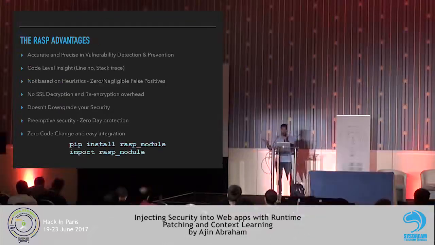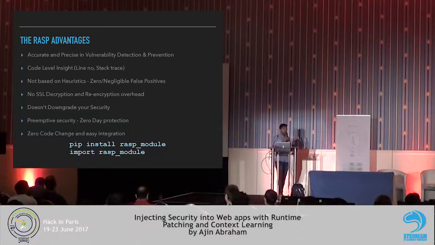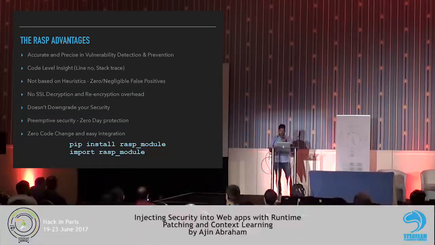The advantages this technology can give are accurate and precise vulnerability detection and prevention. You get code level insight. I haven't shown anything in the demo, but you really can get code level insight because you know at what particular line the issue is being exploited or protected. It's not based on heuristics, so you don't have to worry much about false positives. Then there is no overhead of SSL decryption and re-encryption because the SSL will be offloaded at the application, and we do inspection after that is done. So we don't really play with SSL.